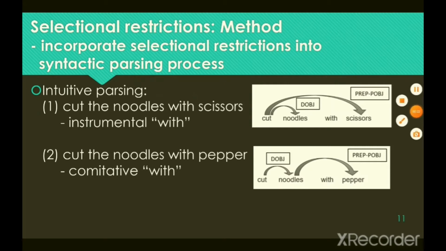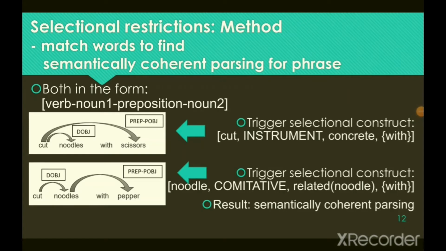noun noodles. Both phrases have the same surface form, but they will trigger different selectional constructs, and different selectional constructs will justify different prepositional object edges. So as a result, we will have semantically coherent parsing.